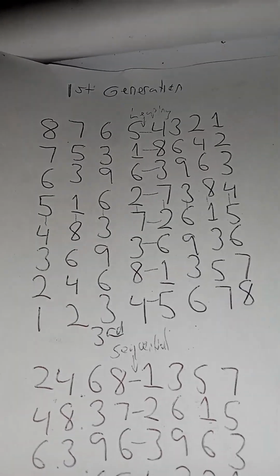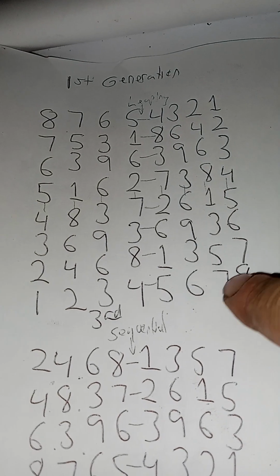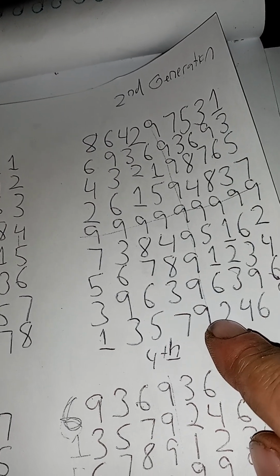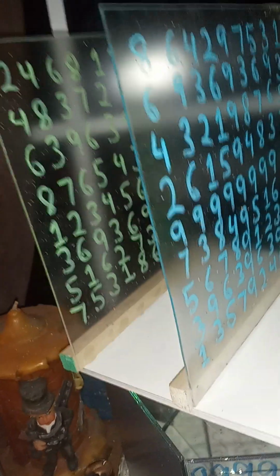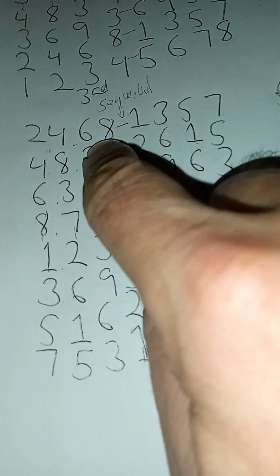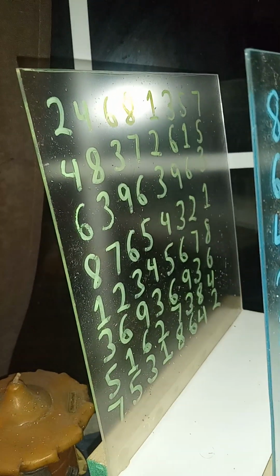But I went some generations. The first generation. This is the first generation again. And then I went to the second generation, which is this one right here. 8, 6, 4, 2, 9, 7, 5, 3, 1. And then I went to the third generation. 2, 4, 6, 8, 1, 3, 5, 7, and so on.